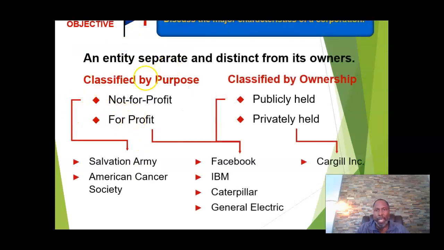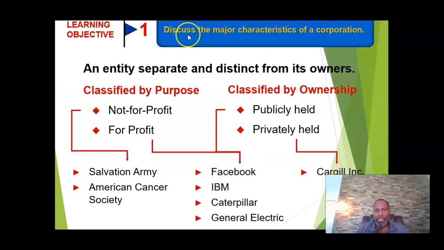We'll first look at the different types of major organizations. We'll first look at corporations. And when you have corporations, they may be not-for-profit or for-profit. They could be what's called a publicly held corporation or a privately held corporation.